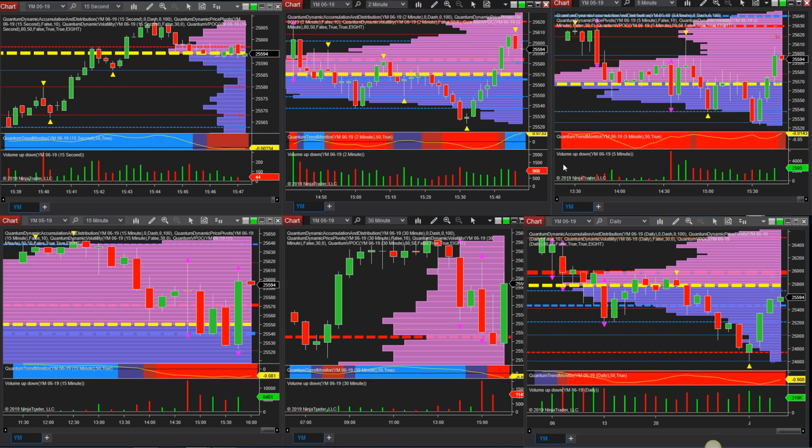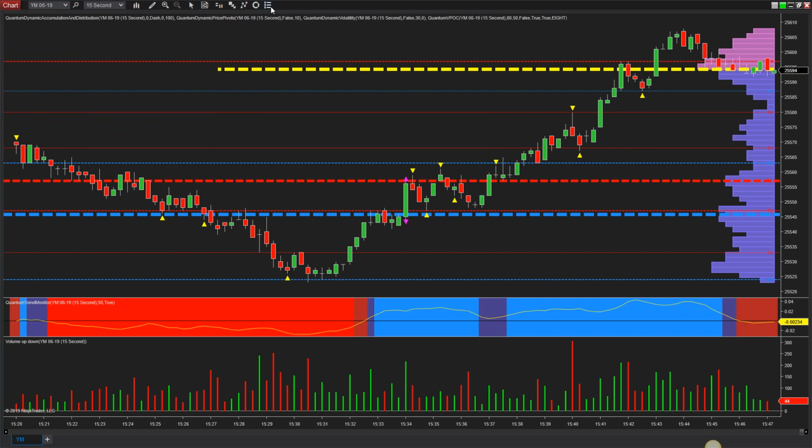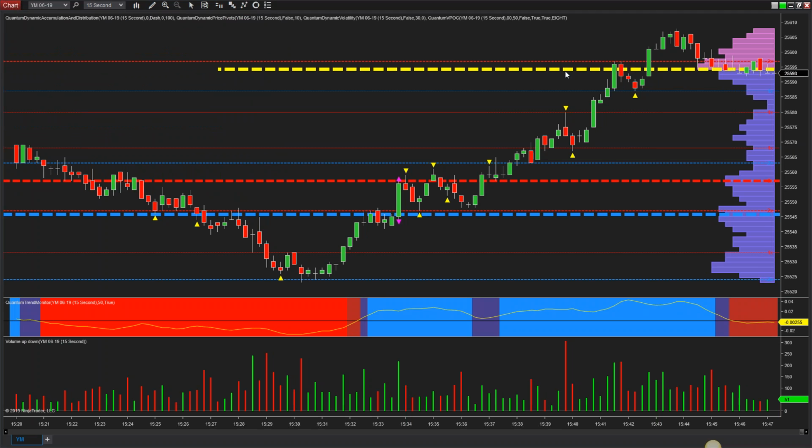Pop that out of the way. Let's see what's going on. Okay, on 15-second, we've got the volume point of control has now moved up to this region. We're now starting to build volume at that level. We've got low volume node above and low volume node below.